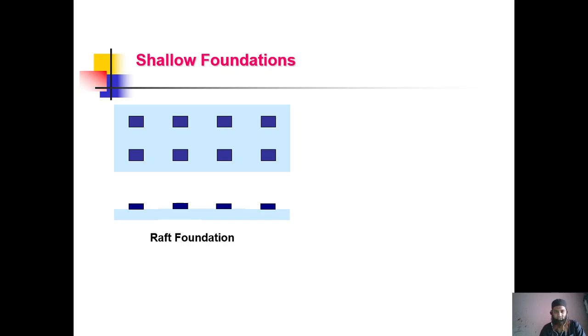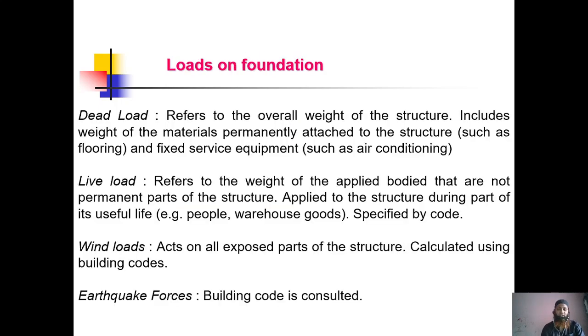You can see this is how the raft foundations are. Now, what are the different loads on the foundation? Dead load refers to the overall weight of the structure. It includes the weight of the materials permanently attached to the structure, such as flooring and fixed service equipment such as air conditioning. So dead load is basically the self weight of the structure, and different loads which are fixed onto the structure.